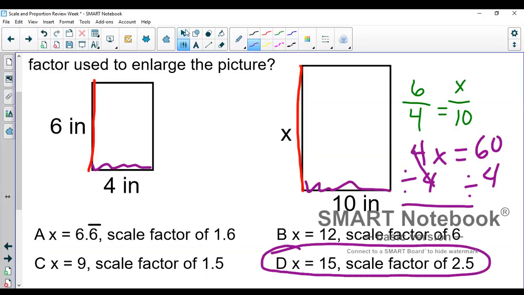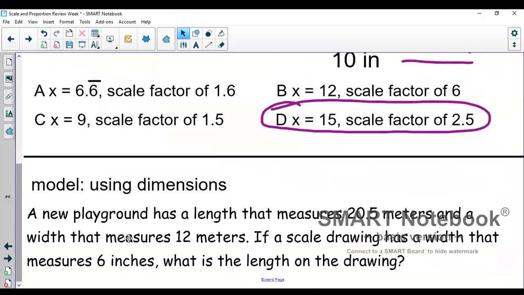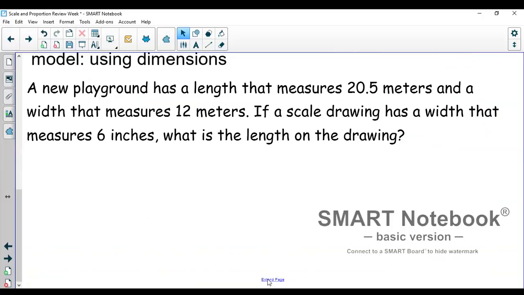The second example, this one doesn't have a picture. It's a little bit trickier. You're going to copy this example down as well. And if you need to pause the tape at any time, just pause it. It says a new playground has a length that measures 20.5 meters and a width that measures 12 meters. If a scale drawing has a width that measures 6 inches, what is the length on the drawing?